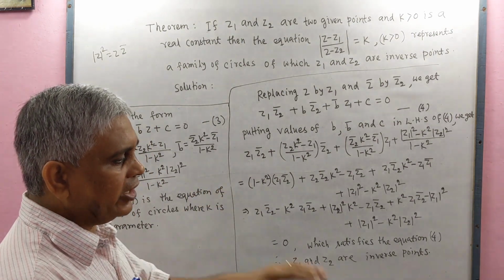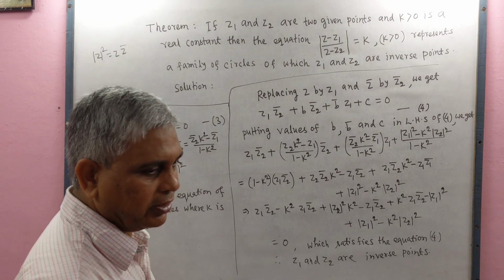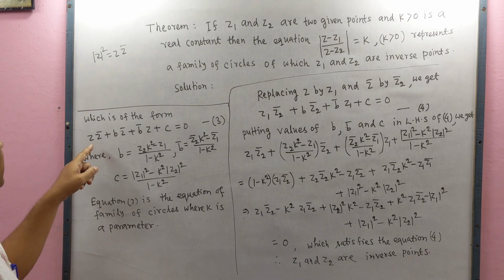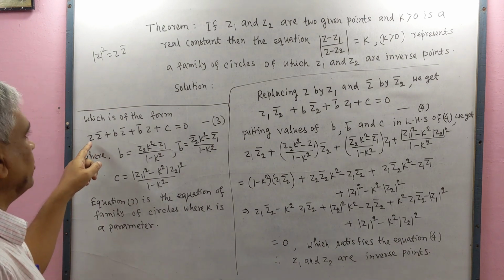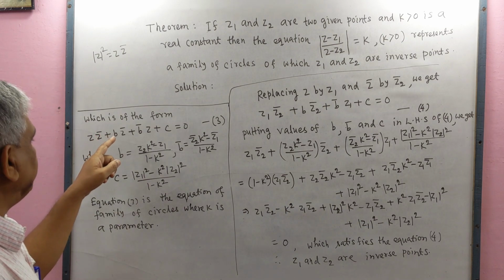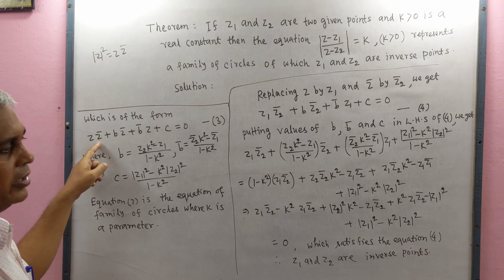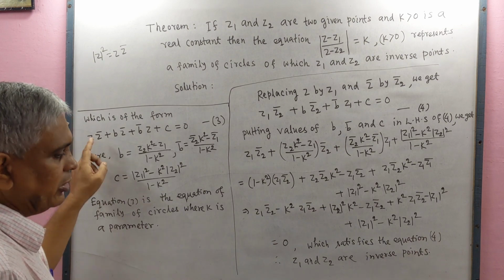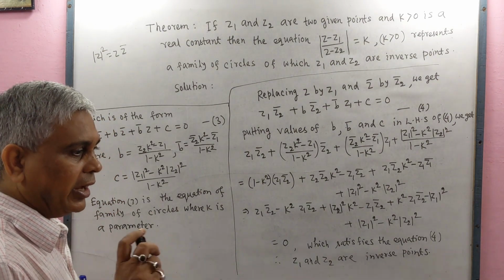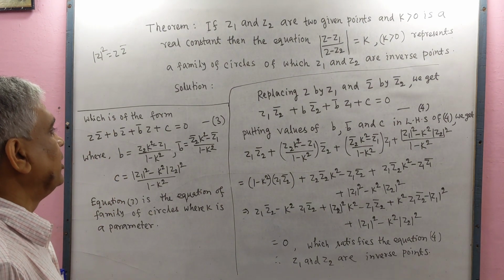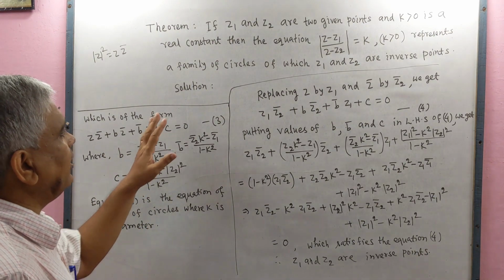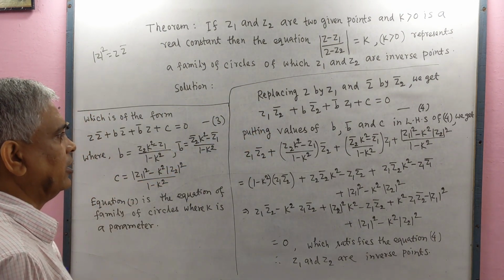If Z1 and Z2 are inverse points, only in that condition we put Z1 for Z and Z2 bar for Z bar in the equation of the circle. But we do not know that Z1 and Z2 are inverse points. We will have to examine this. If these are inverse points, then the equation will be satisfied.